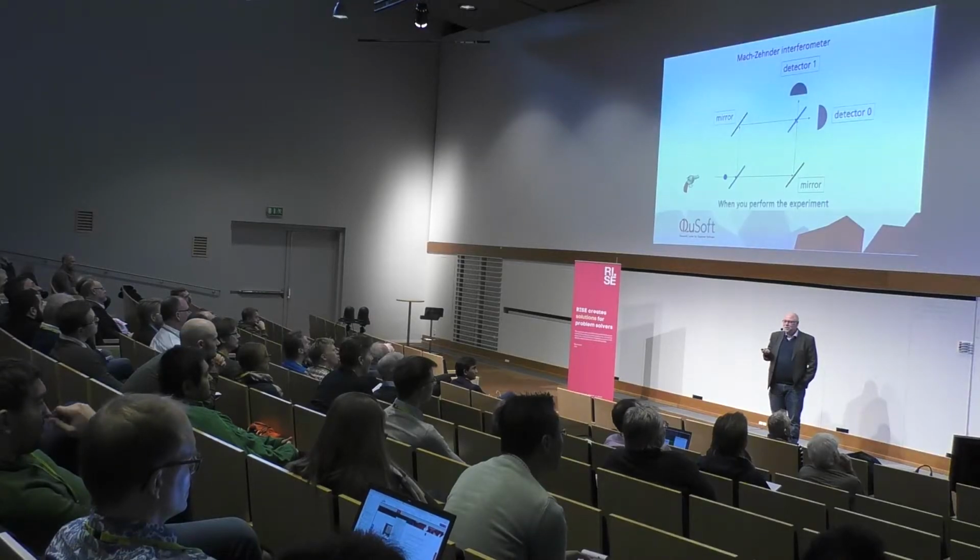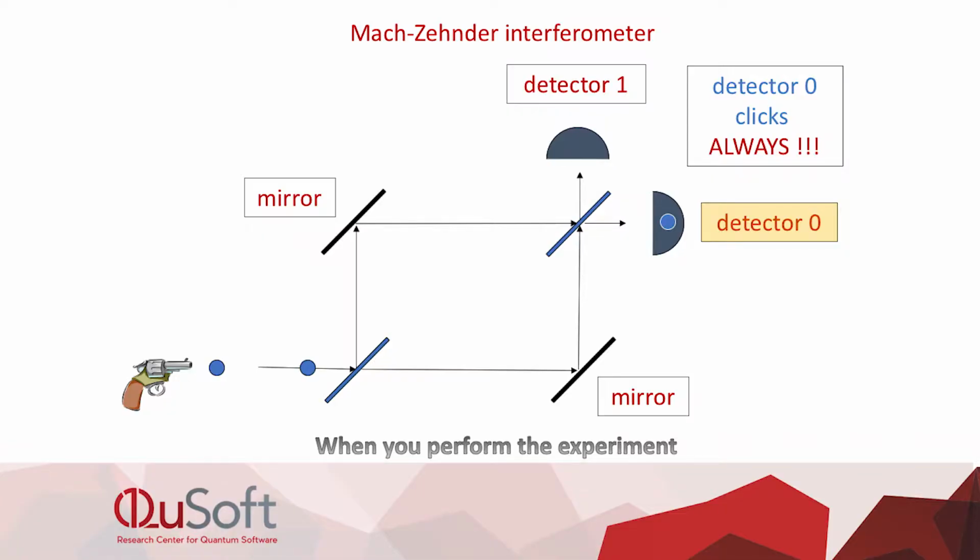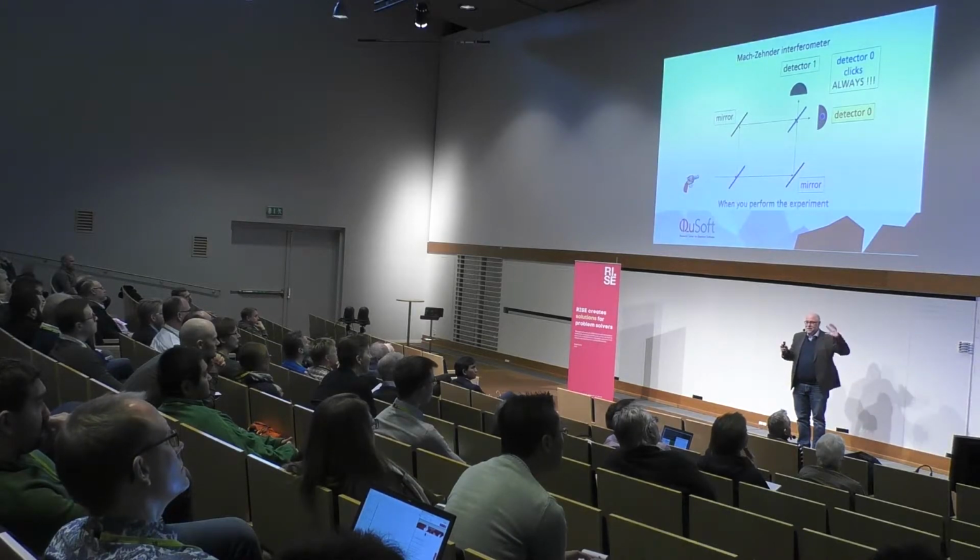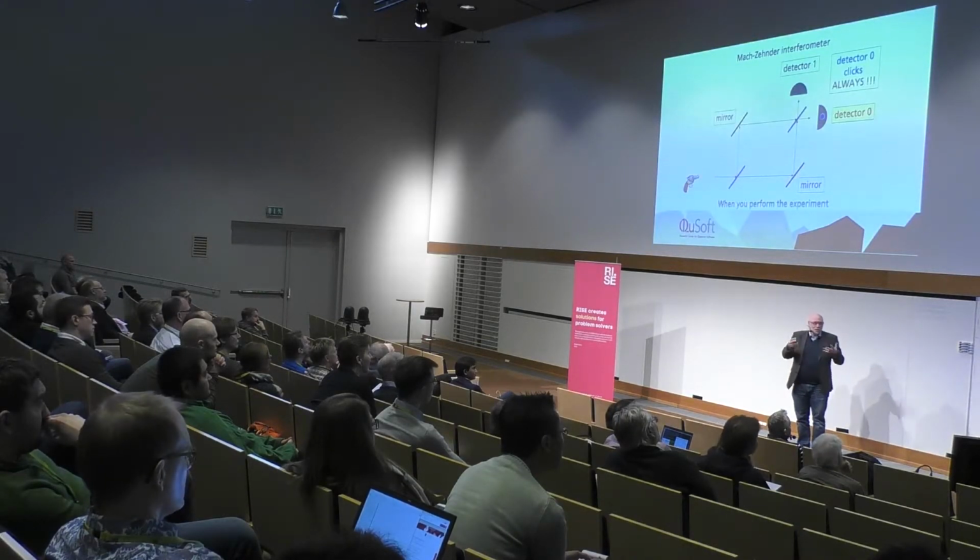And now let's actually do the experiment in a lab, and let's see what happens. Now surprisingly, when you shoot your photon, what happens is that detector 1 never clicks, but detector 0 always clicks. So you never see detector 1 going off, right? So your explanation of a 50-50 beam splitter cannot hold, right?